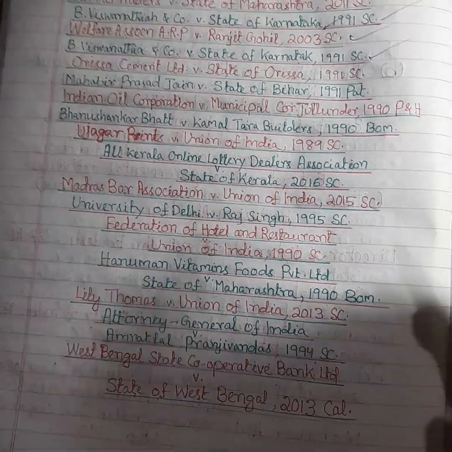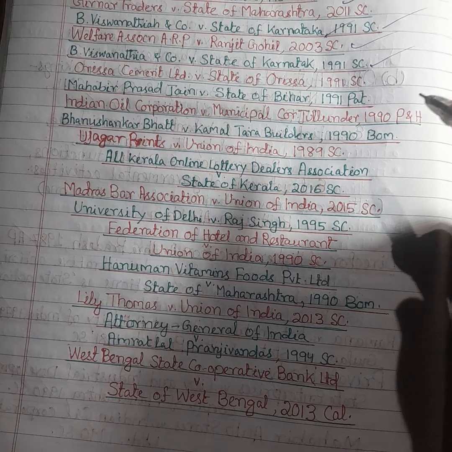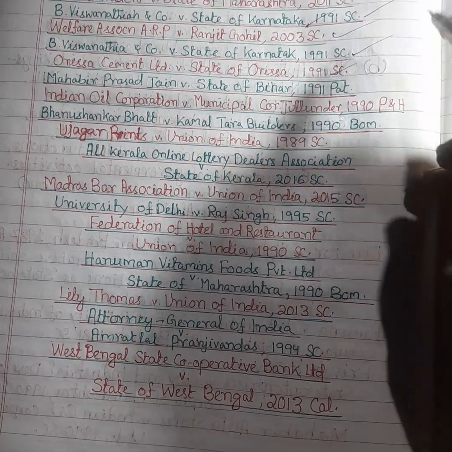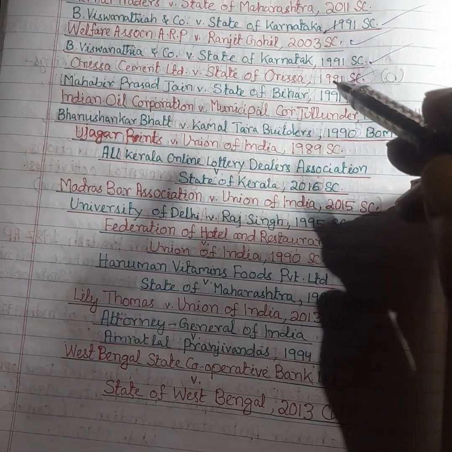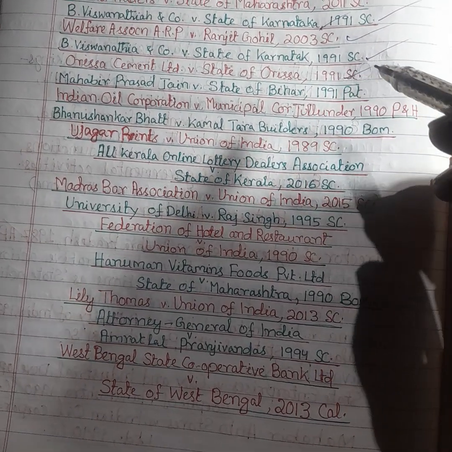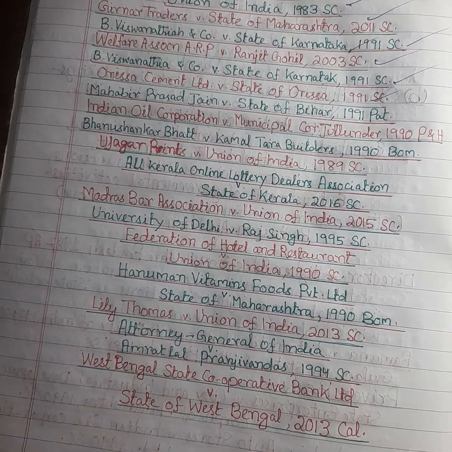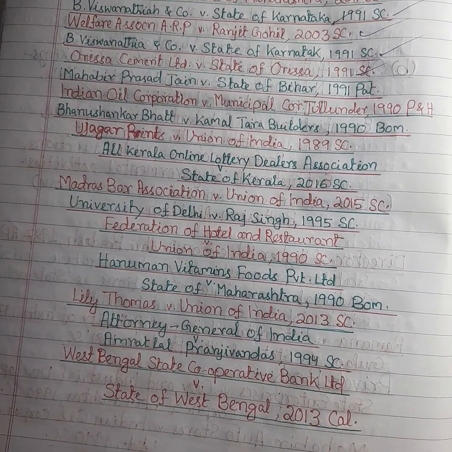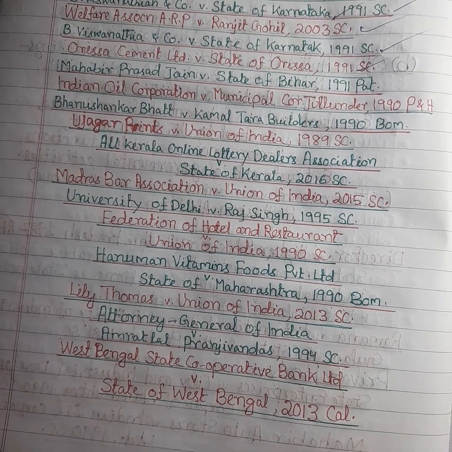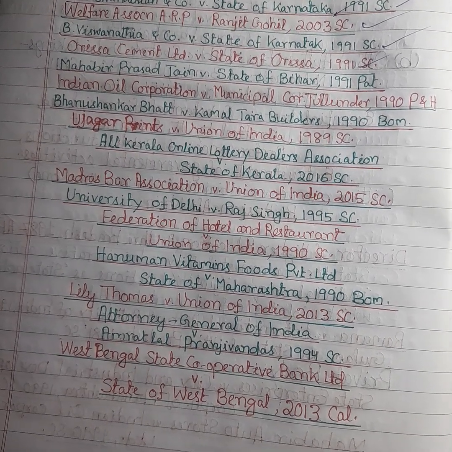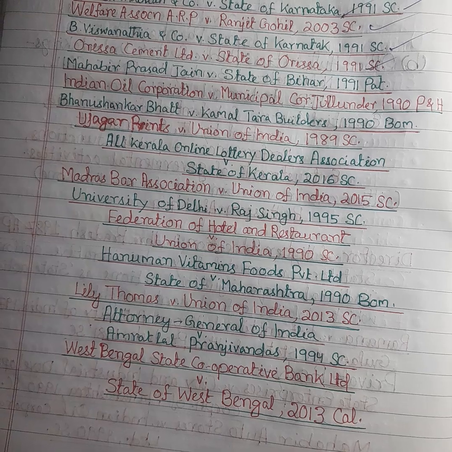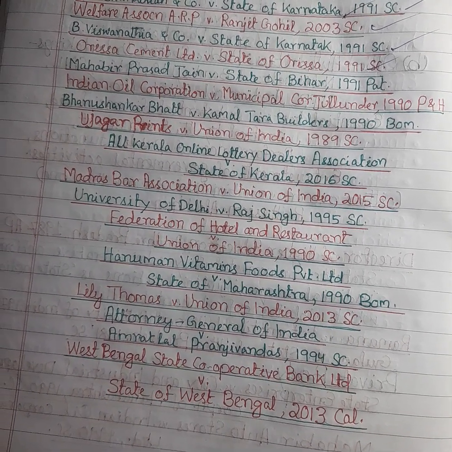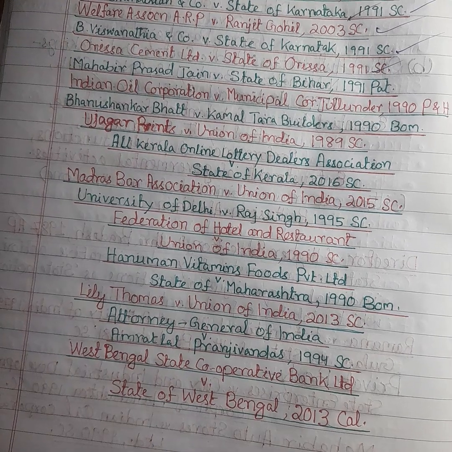And now we'll go to another important pronouncement made by the Supreme Court in 1991 in the leading case Orissa Cement Limited versus State of Orissa, where it was pronounced that even when Parliament legislates under entry 7 or 52 of list 1, the exclusion of the state legislature is not total.